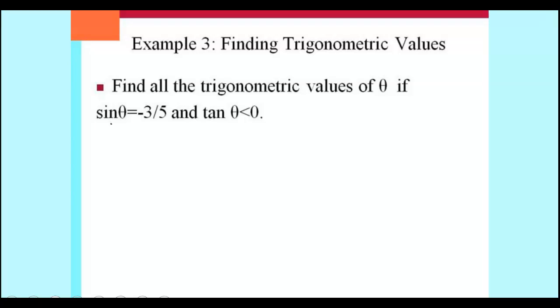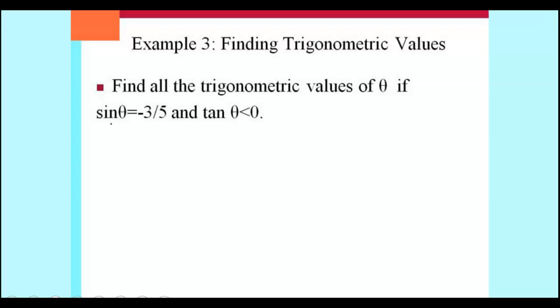Alright. So find all the trig values of theta if sine of theta equals negative 3/5. So this is what I was talking about. You need to know what quadrant negative 3/5 is coming from. So sine is negative in quadrant 3 or 4. So right now it could be in quadrant 3 or 4.